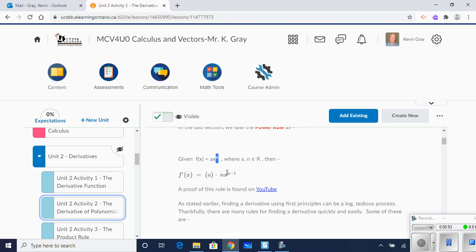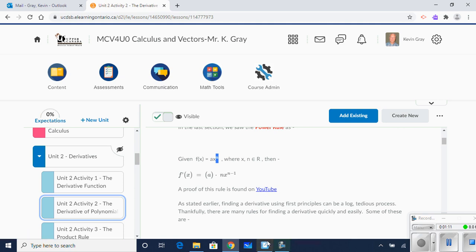Now, we didn't go through a proof. We just did examples, and we developed a table and showed this rule to be good and useful in finding derivatives. But we didn't develop a proof, and there is a really good proof in your textbook. There's one on YouTube that I've shared here with you.